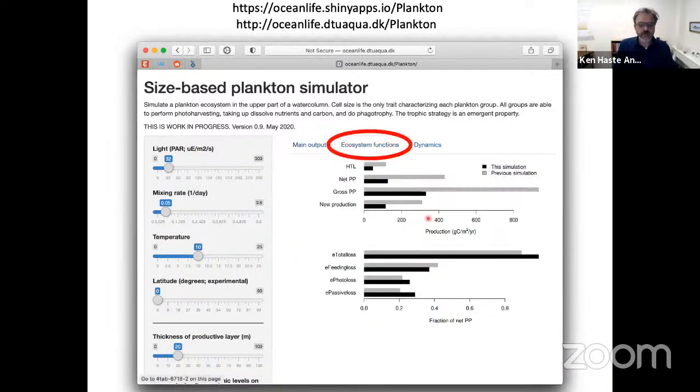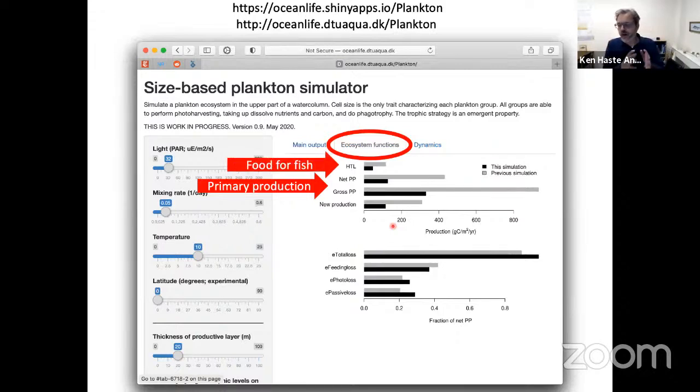And you can go further on and look at the ecosystem functions. So from that, you can calculate one of the main functions: what is the total primary production here? And we get what we are typically seeing, in the range of 100 to almost 1,000 grams of carbon per square meter per year. And we can also see how much of that production becomes available for the higher trophic levels that are feeding on the unicellular plankton and eventually become available for fish. So you get the entire function of the ecosystem as well in this way.